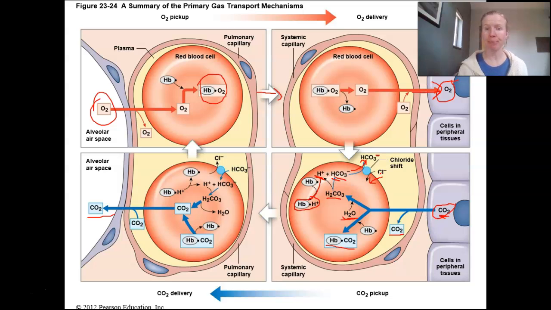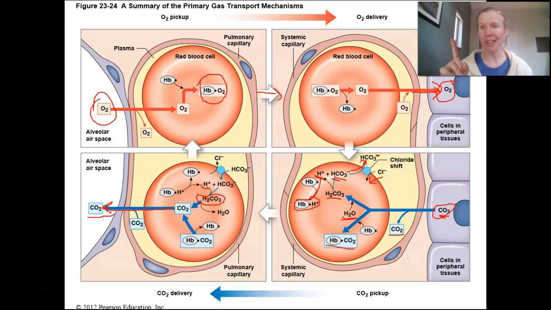So then, keeping that in mind, when we get to the lung, all these steps need to reverse. And so this looks a little crazy, right? But bicarbonate is going to come back into the cell. It's going to pull hydrogen off of the hemoglobin, reform carbonic acid, and then carbonic acid breaks apart into CO2 and water. The water stays in the cell. The CO2 diffuses into the lung.